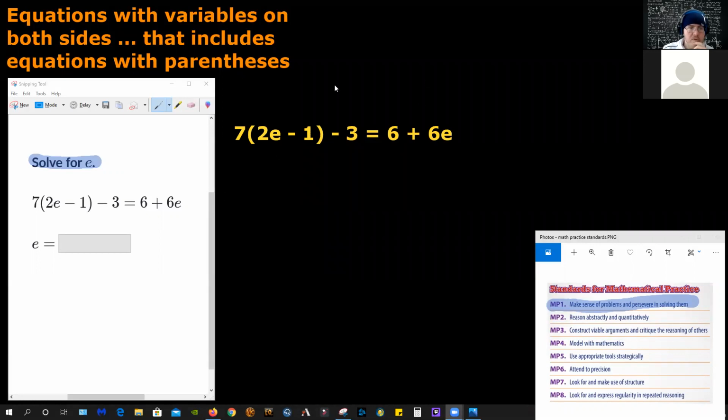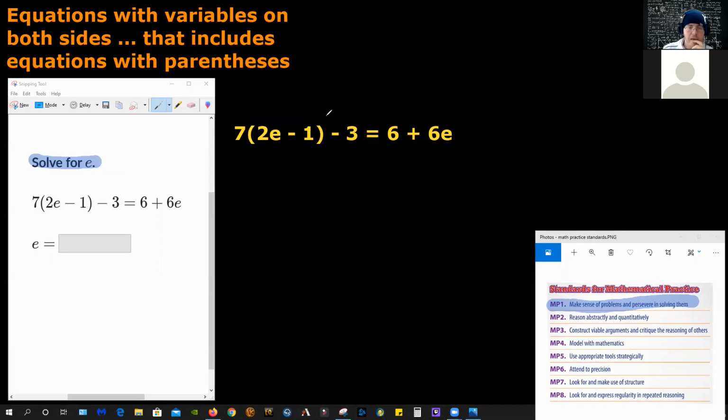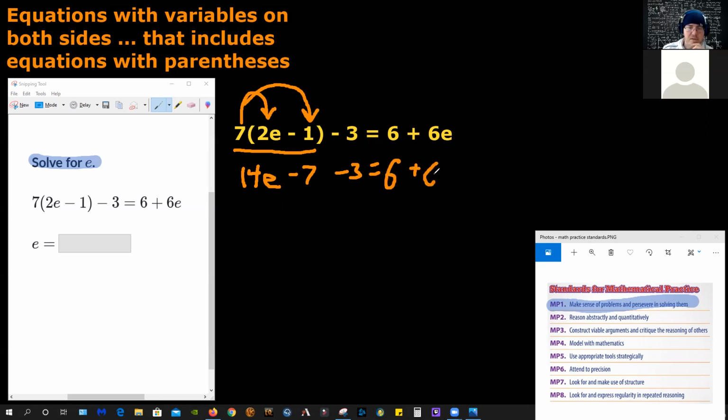So the first thing I'm noticing that I'm going to want to do is combine. No, I can't combine like terms yet. I've got this distributive property right here where I've got to multiply the 7 times both terms on the inside. So 7 times 2E is 14E, and 7 times negative 1 is negative 7. And I still have subtracting 3, I still have an equal sign, I still have a 6, and I still have a positive 6E.